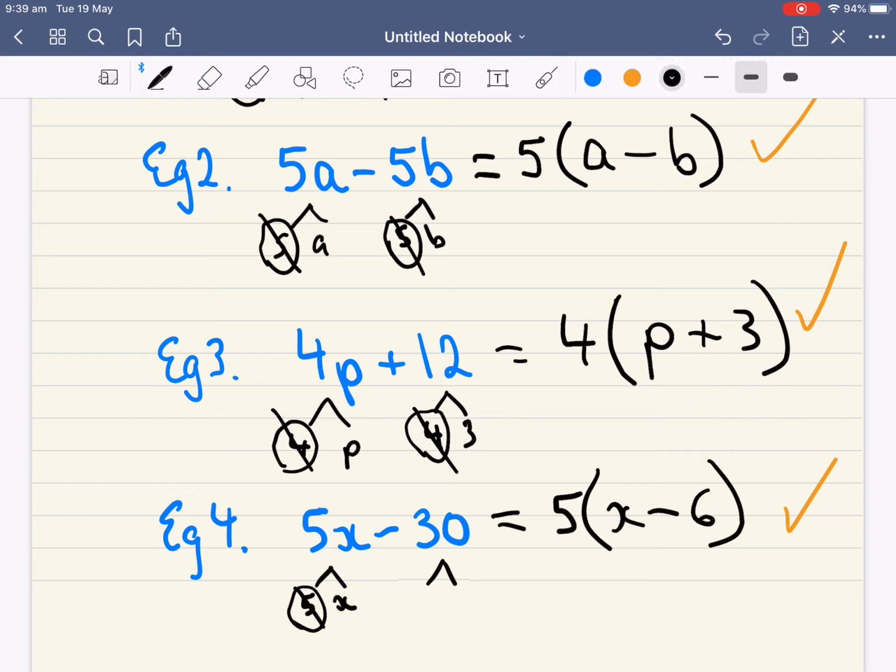If you attempted to split up the 30 using, for example, 2 and 15, although that's true, 30 has lots of different factors. Unfortunately, 2 and 15, neither of those factors are common with the first term of 5 and x. So it's not a matter of just finding a set of factors and then you're done. You actually have to find the common factor. So you have to look at both terms and say, what do they have in common? They both belong to the 5 times tables. That's how I knew I had to use the 5 times tables with the 30.